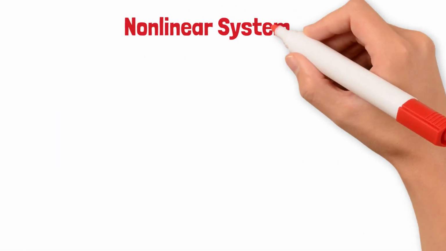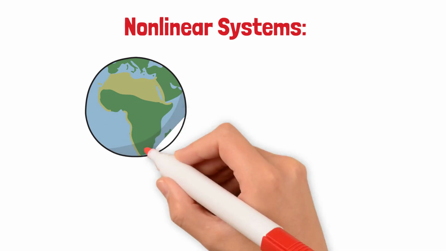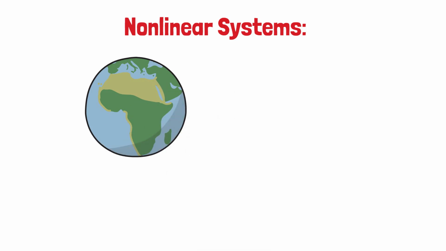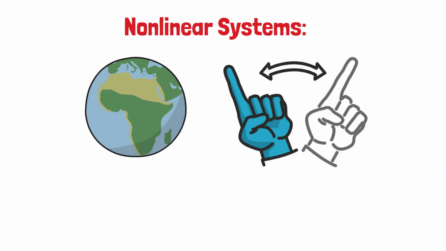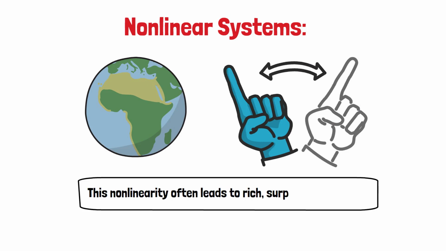Nonlinear systems. Many real-world systems are nonlinear. Their parts interact in ways that don't add up simply. This nonlinearity often leads to rich, surprising behavior.